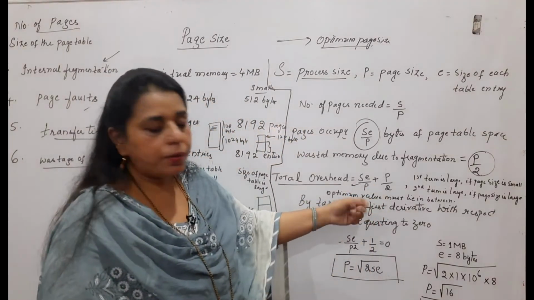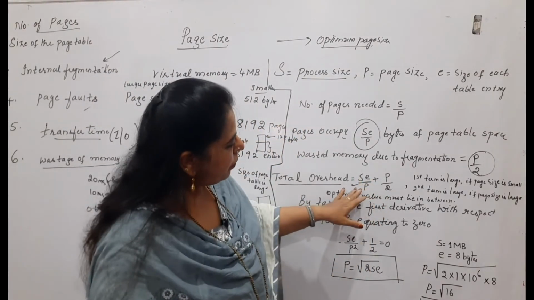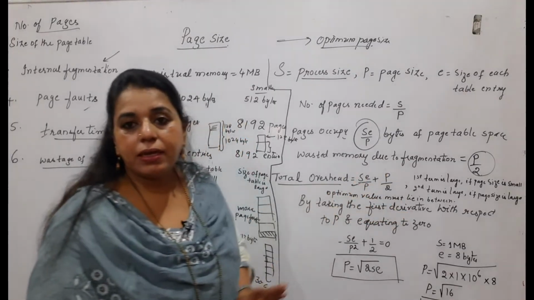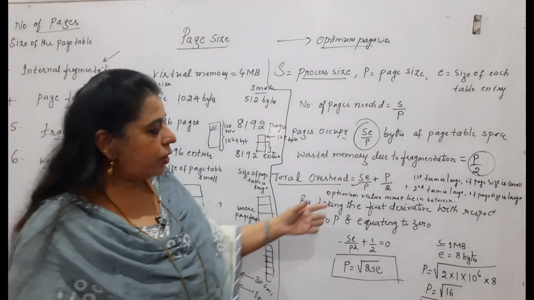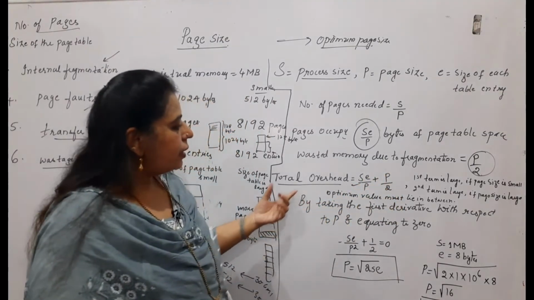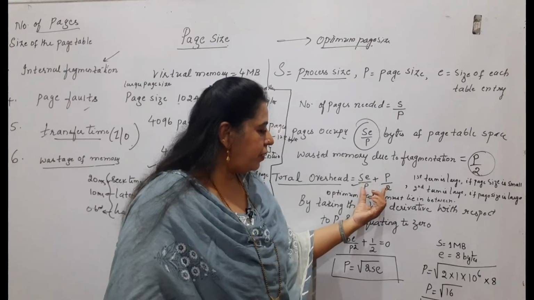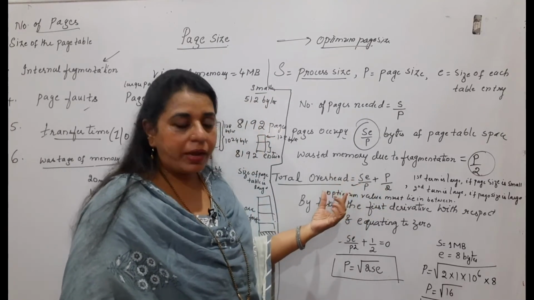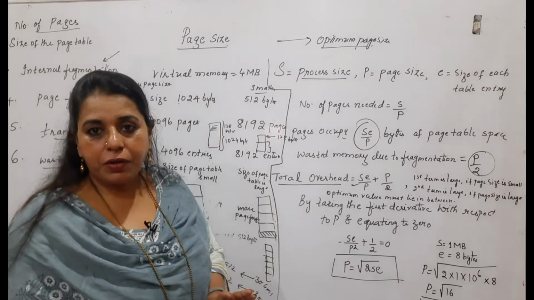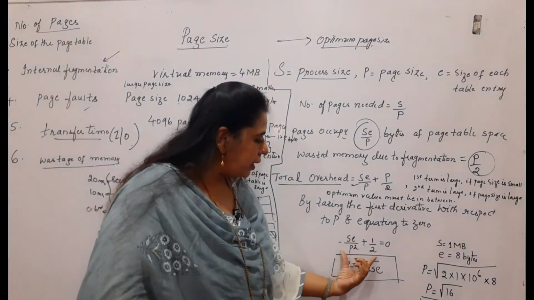In these two terms, the first term will be larger if the page size is smaller. The second term will be larger if the page size is larger, because the second term is related to internal fragmentation. Then the optimum value must lie in between these two. To get the optimum value, you have to take the first derivative with respect to P and equate it to 0.